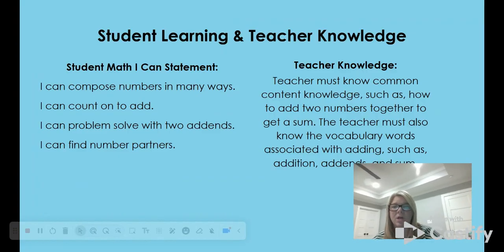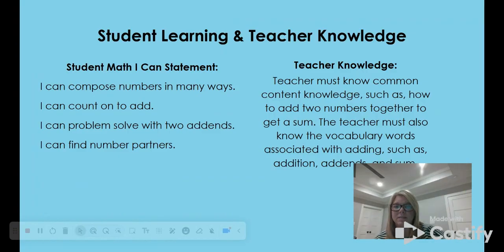Student learning and teacher knowledge. Student math I can statements. I can compose numbers in many ways. I can count to add. I can problem solve with two add-ins, and I can find number partners.